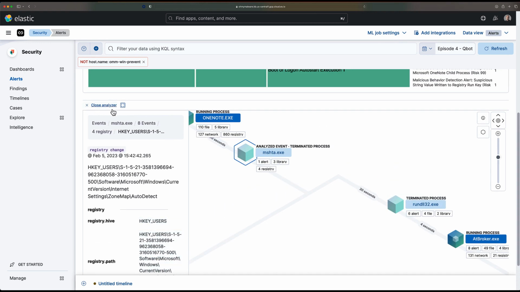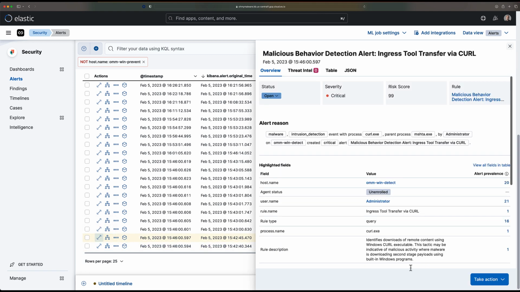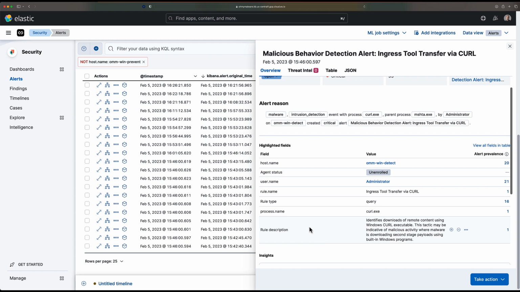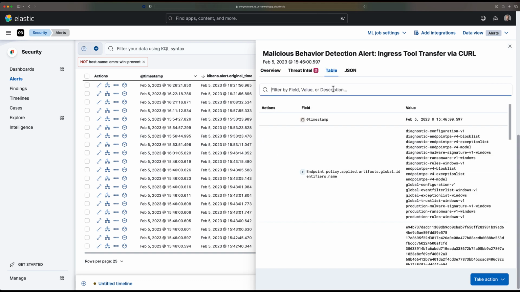Let's take a look. So closing the analyzer, and the next thing is here's a curl-based alert: ingress tool transfer via curl. So let's take a look here. I always like to read through the descriptions in case you're not too familiar. So this rule is trying to identify downloads of remote content using the Windows curl executable. This tactic may be indicative of malicious activity where malware is downloading second stage payloads using built-in Windows programs. So this is probably exactly what happened here. Again, let's take a look at the process arguments.